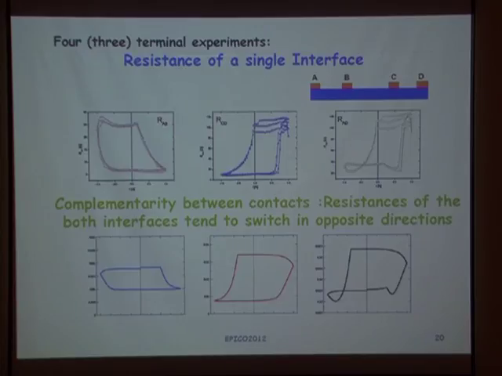The main message of these results is the sort of complementarity effect that happens. When one interface is in the high resistance state, for the same voltage the other interface is in the low resistance state. So in a way, the complementarity between contacts is another ingredient that takes into account the fact that the interfaces are the active ones for switching, and the resistances of both interfaces tend to switch in opposite directions.